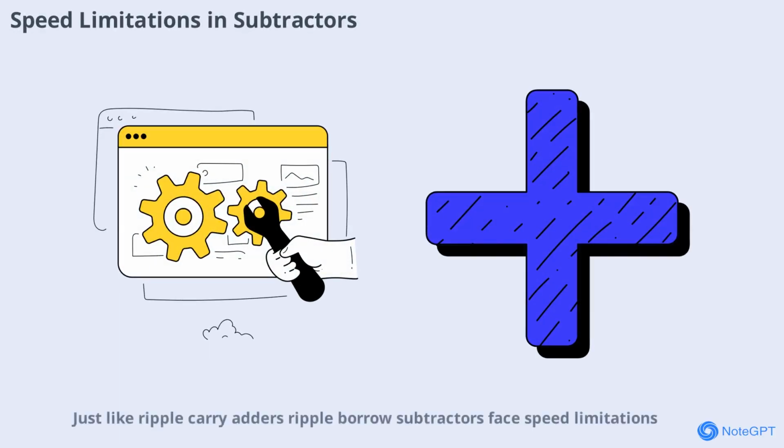Just like ripple carry adders, ripple borrow subtractors face speed limitations. Each stage must wait for the previous borrow, increasing the total delay as the number of bits grows. For high-speed digital systems, engineers have developed faster subtractor designs to address this issue. Understanding these limitations is important when designing efficient arithmetic circuits.